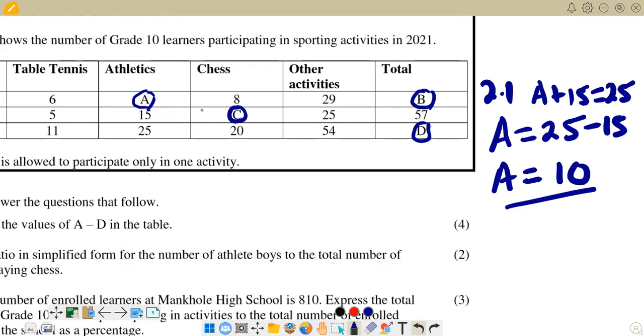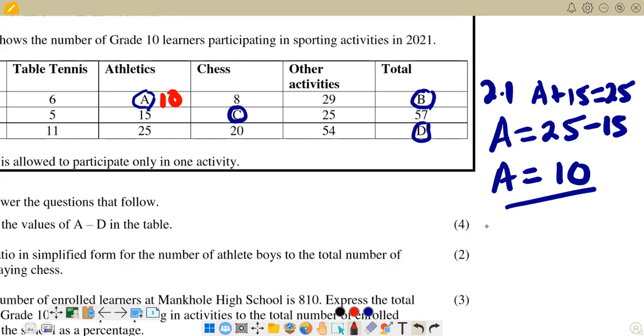Then we go to B. So now we know that our A is 10. So we have got our 10 here. Now we can find the value of B, because we now have the value of A. We are now saying 6 plus 10 plus 8 plus 29 will give us the total of B. So that's what we have there.